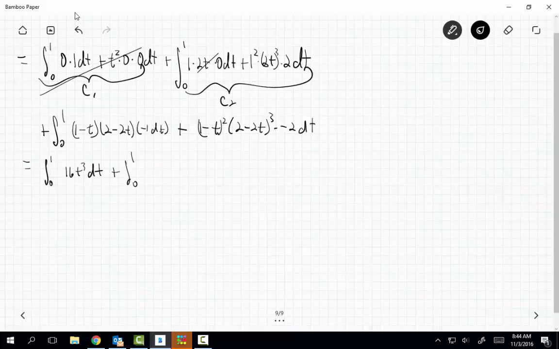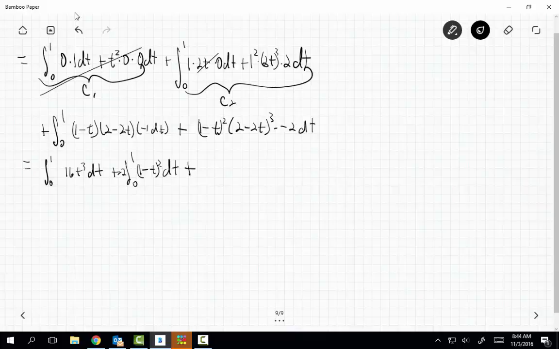This chunk right here is going to be plus the integral from 0 to 1 of, now I'm going to factor this 2 out. So I'm going to get a negative 2 out in front. We'll just stuff that negative 2 right there. You see where that negative 2 is coming from? I'm factoring a 2 out, and I'm getting 1 minus t squared dt. So that's what this guy turns into.